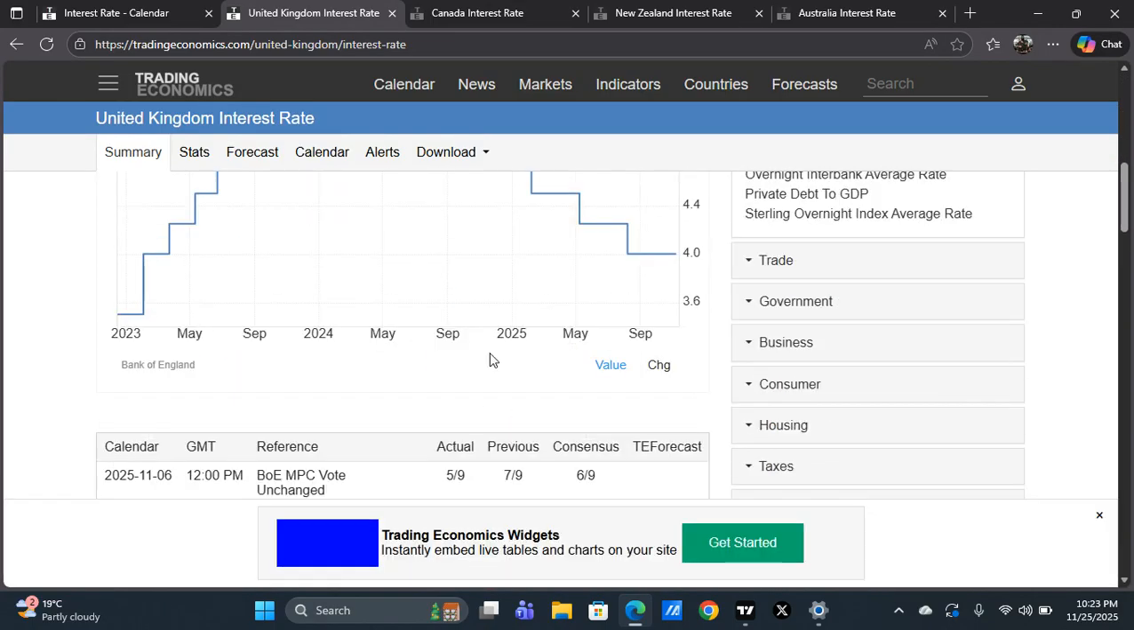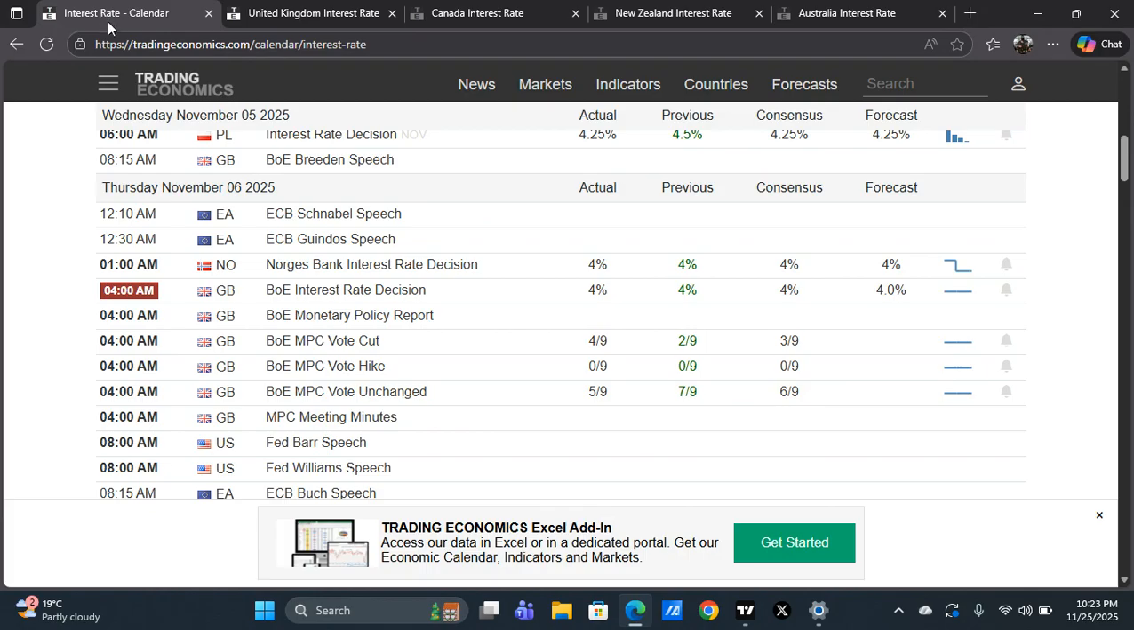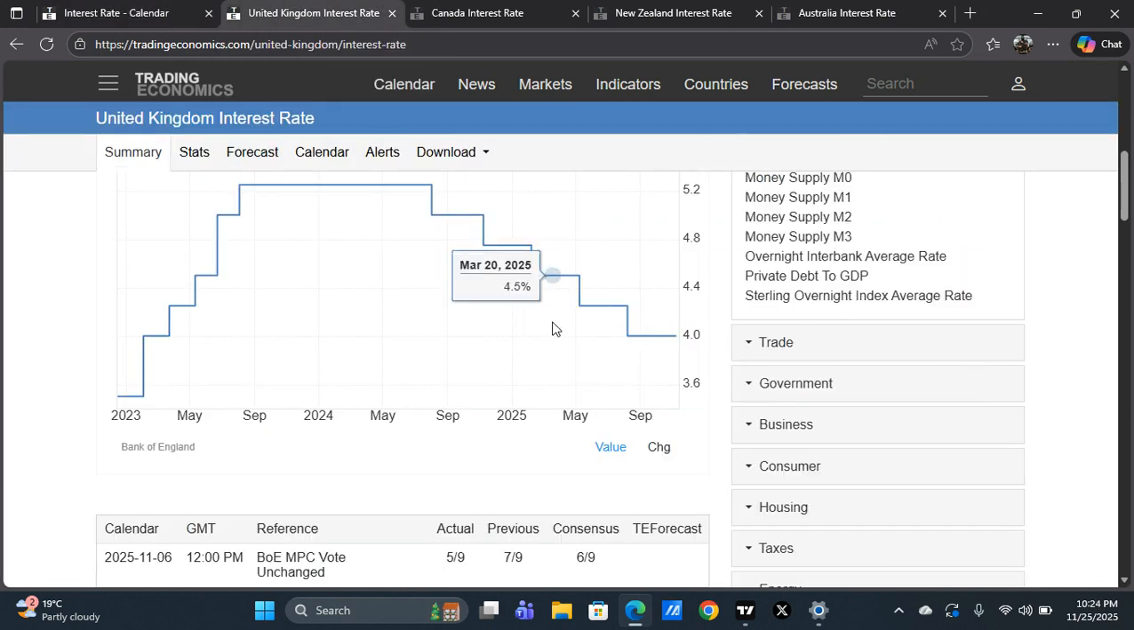So let's go back here. You can see that the last interest rate cut was on the 7th of August 2025, and they held on the 18th of September. They held again on the 31st of October, and they held again on the 6th of November. Here you can see that the date is the 6th of November. So you can buy the pound based on these economic reports.